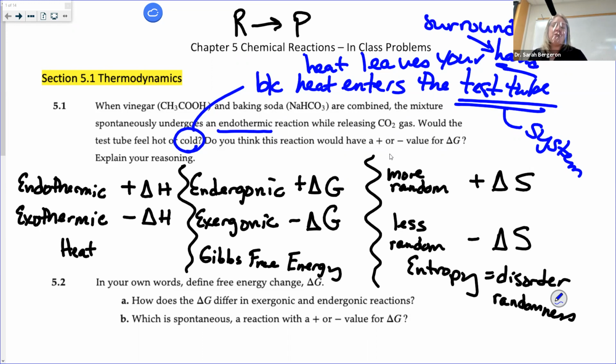Okay, do you think this reaction would have a positive or a negative value for delta G? Explain your reasoning.